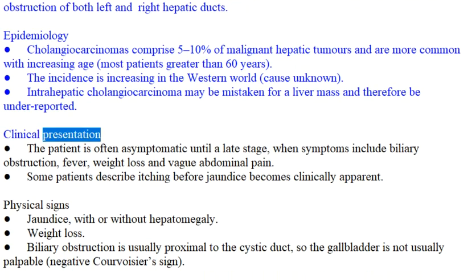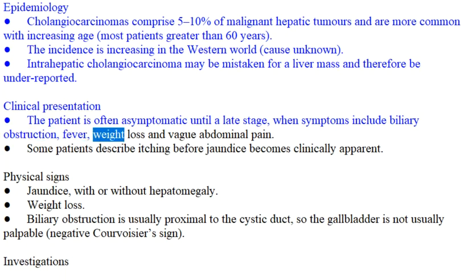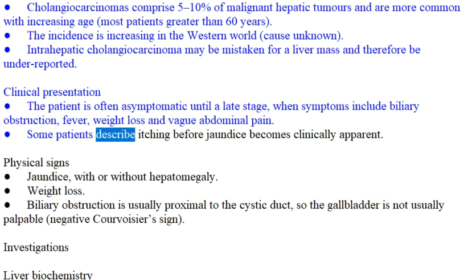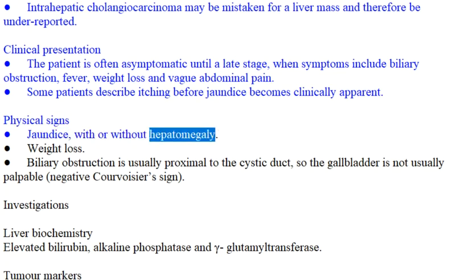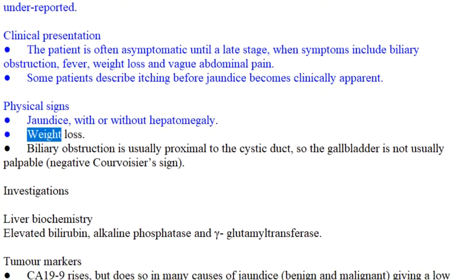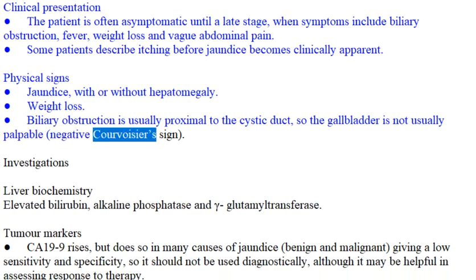Clinical presentation. The patient is often asymptomatic until a late stage, when symptoms include biliary obstruction, fever, weight loss, and vague abdominal pain. Some patients describe itching before jaundice becomes clinically apparent. Physical signs. Jaundice, with or without hepatomegaly. Weight loss. Biliary obstruction is usually proximal to the cystic duct, so the gallbladder is not usually palpable, negative Courvoisier's sign.